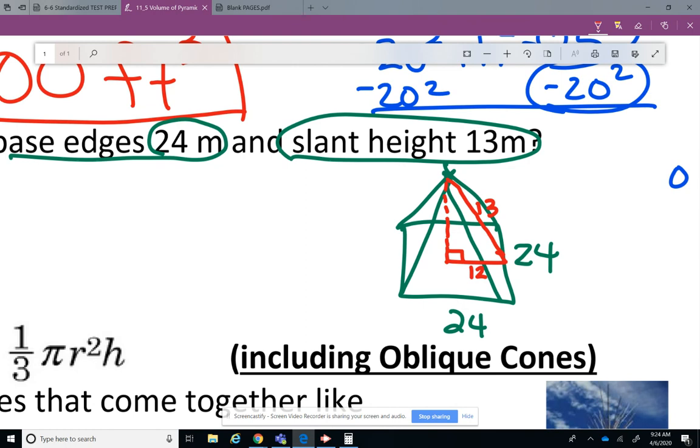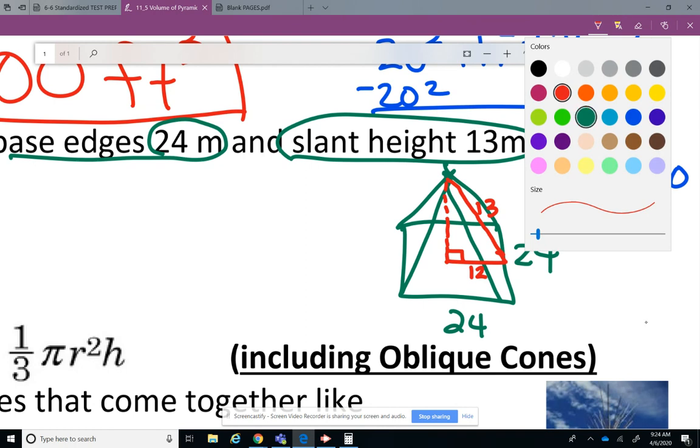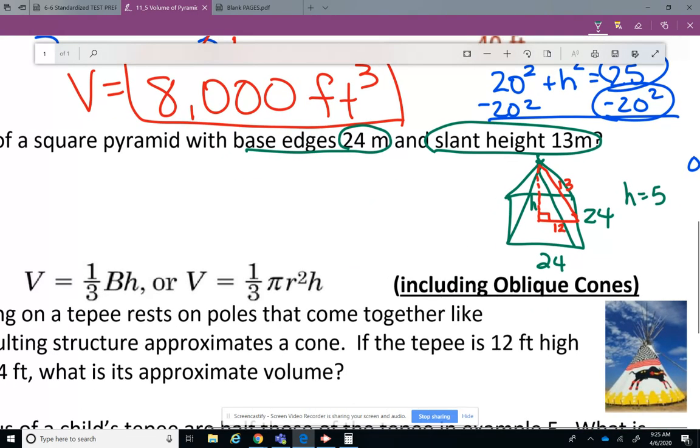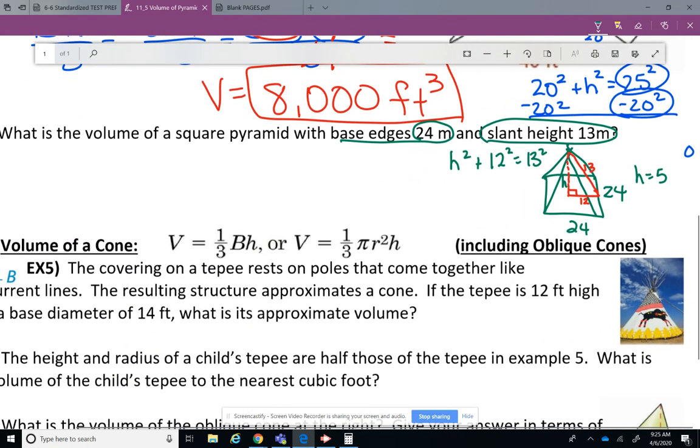So if you look at this, you're like, boom, Pythagorean triple. I'm going to put an H here. So the height is actually 5, right? So that's 5, 12, 13. That's a Pythagorean triple. If you didn't recognize that, then you could have done H squared plus 12 squared equals 13 squared. And you would still get a Pythagorean triple once you work that out. But since we know that, we're going to move on.